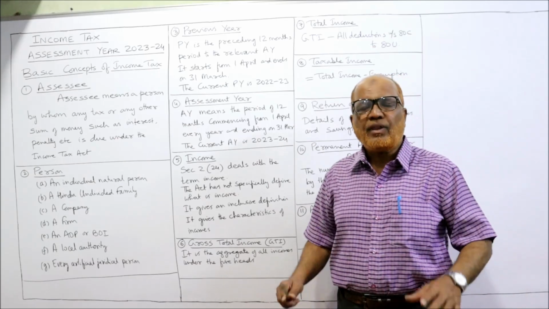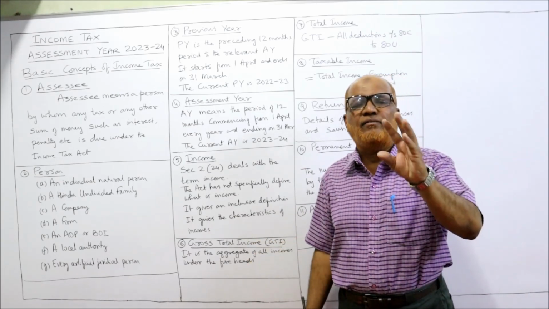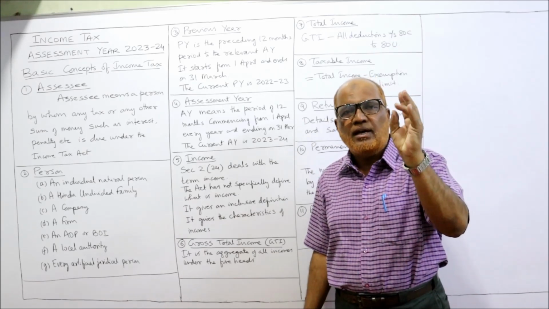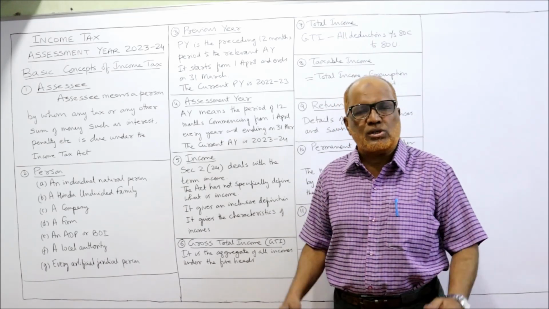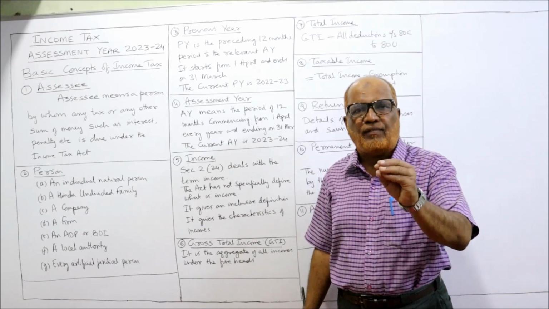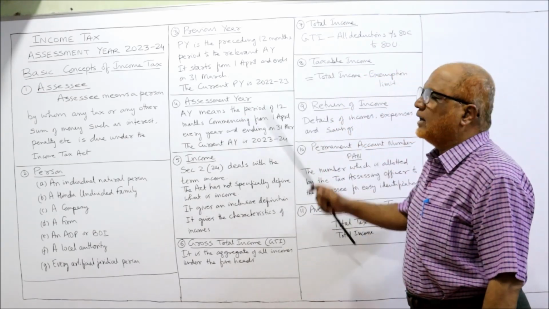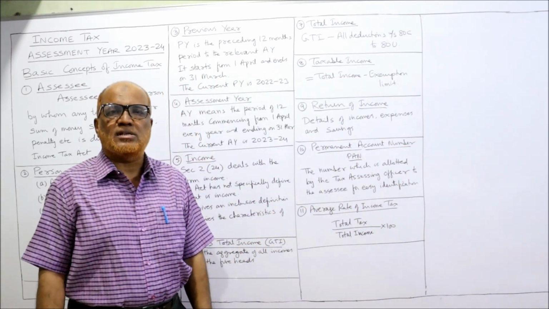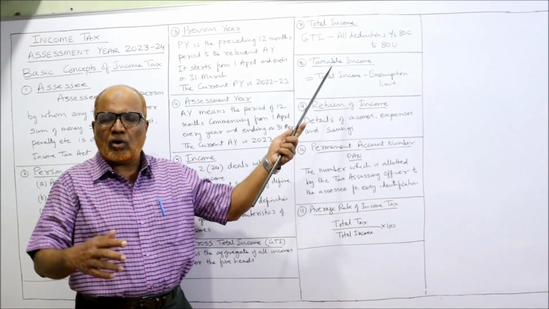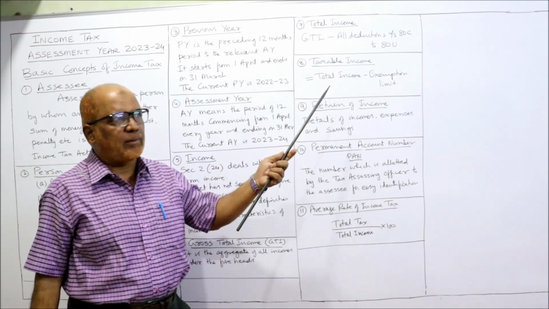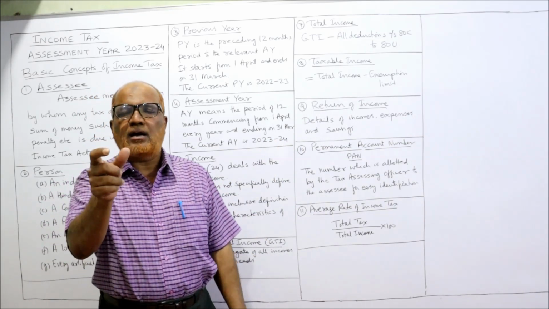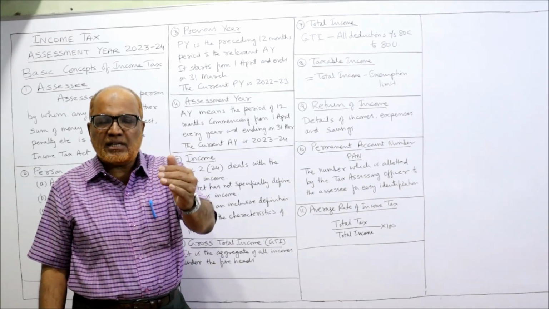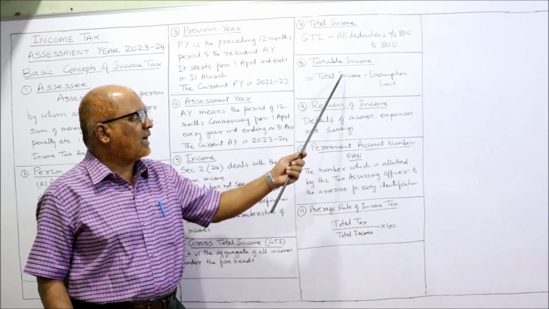Gross total income is the aggregate of all incomes under the 5 heads: income from salary, income from house property, profits and gains of business and profession, capital gain, and income from other sources. If you add up the income under the 5 heads, you will get gross total income. Then total income. From gross total income, if you deduct the deductions under sections 80C to 80U, what are all these deductions? In the coming videos, you will be able to get them. Taxable income means total income minus exempted income. One basic exemption is there. That basic exemption, if you deduct from total income, you will get the taxable income.